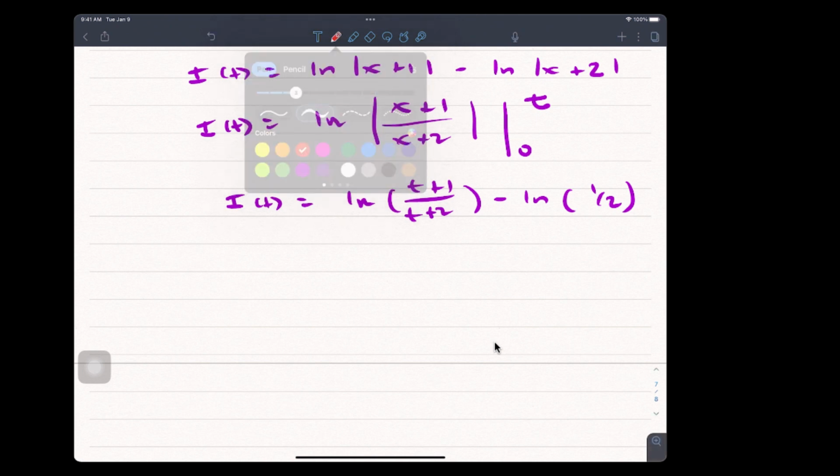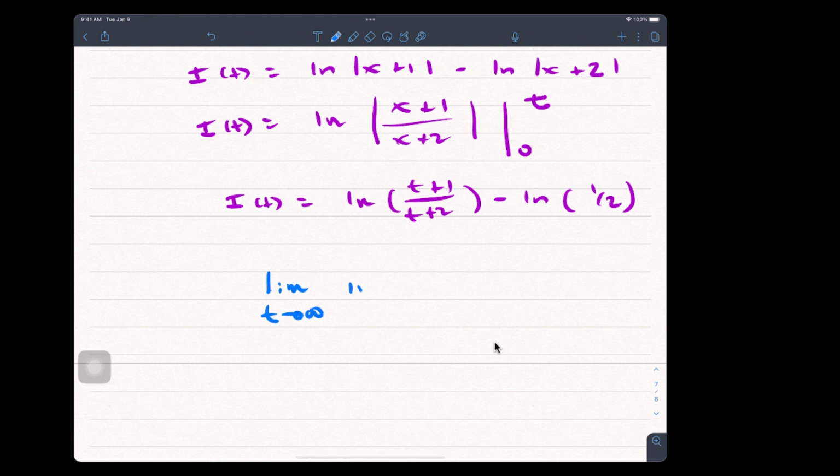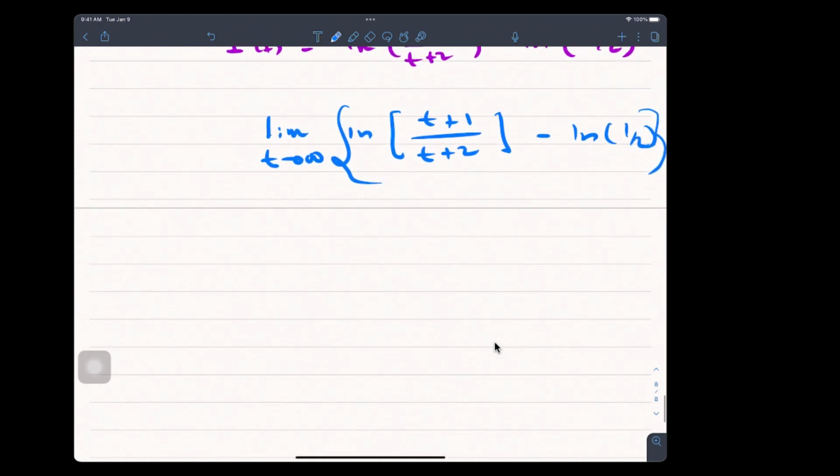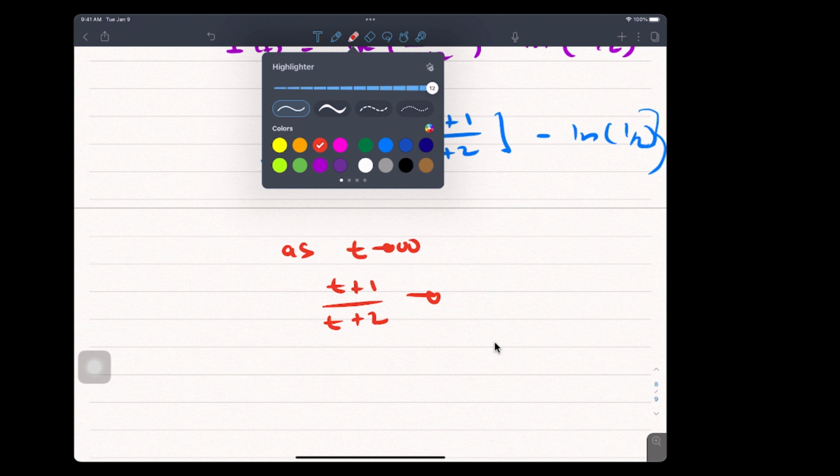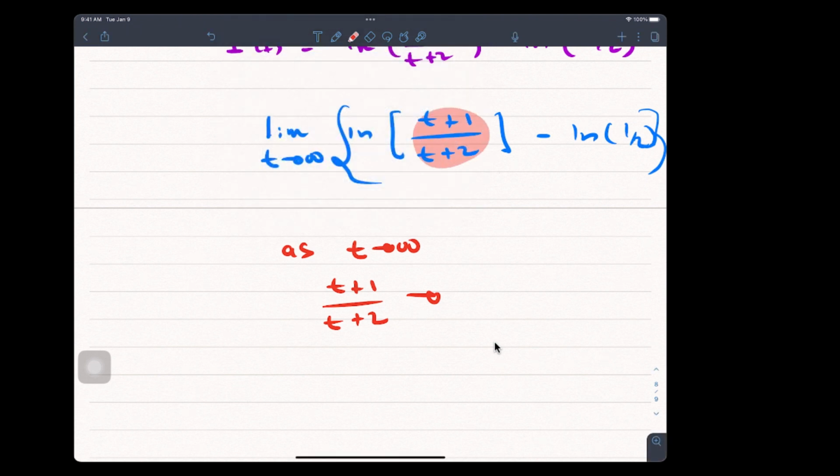But then, what do I have to do? We have to take the limit. In other words, what happens as t goes to infinity? You're looking at the limit as t goes to infinity of natural log of t plus 1 over t plus 2 minus natural log of 1/2. Okay? The real question is what happens here? So I want you guys to look at this and say, okay, as t gets big, where does t plus 1 over t plus 2 go to? Does anybody know where that goes to? Be careful. Anybody know where that goes to?